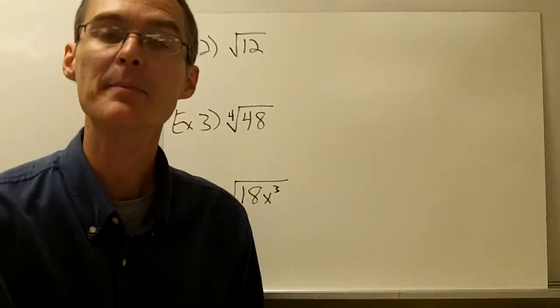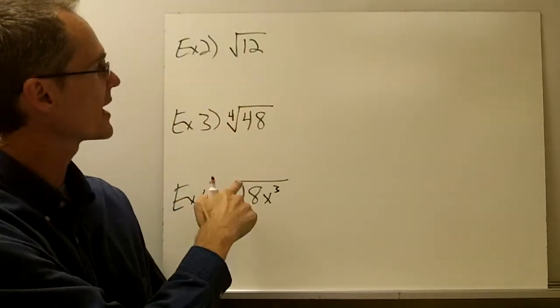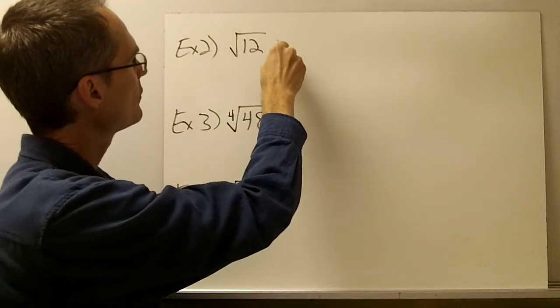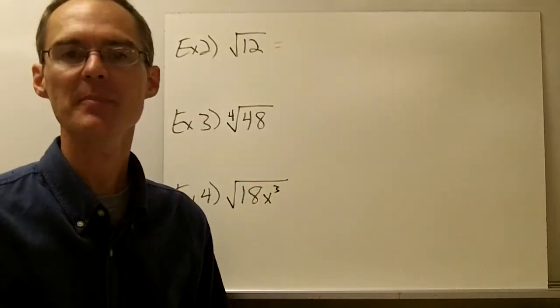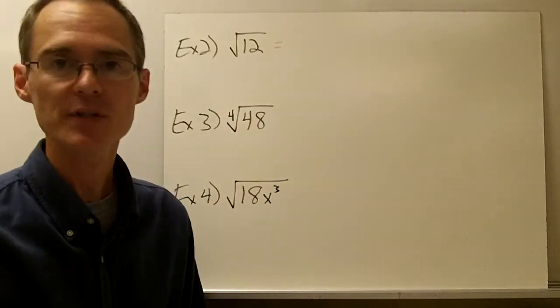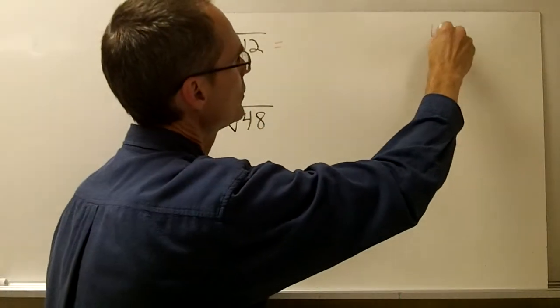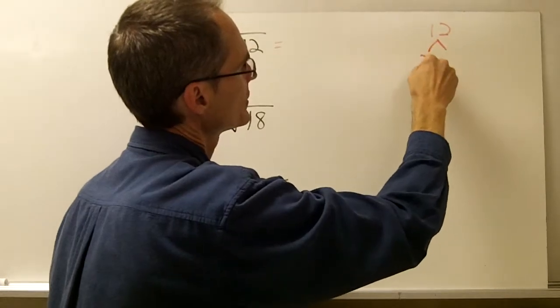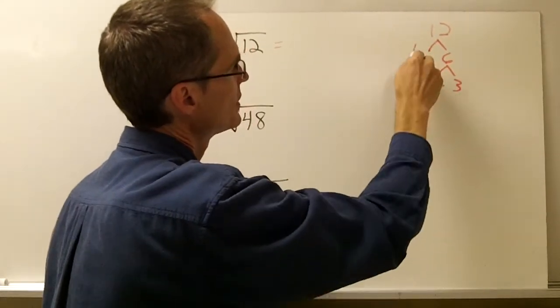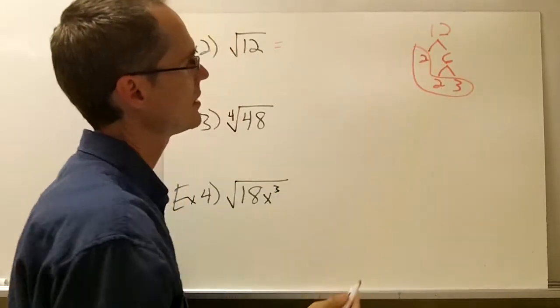So here's some more examples of radical expressions that I want to put into simplest radical form. The square root of 12. I remember the first step is I want to use a factor tree to find the prime factorization of 12. So 12 breaks down to 2 times 6, 6 is 2 times 3. So here's my prime factorization here.